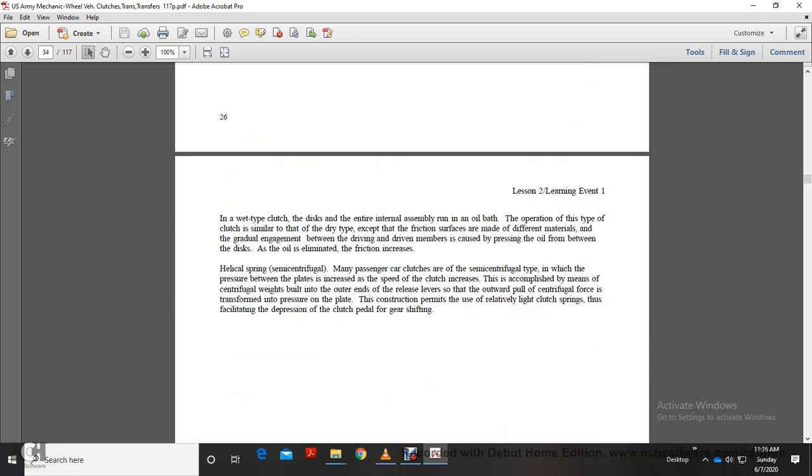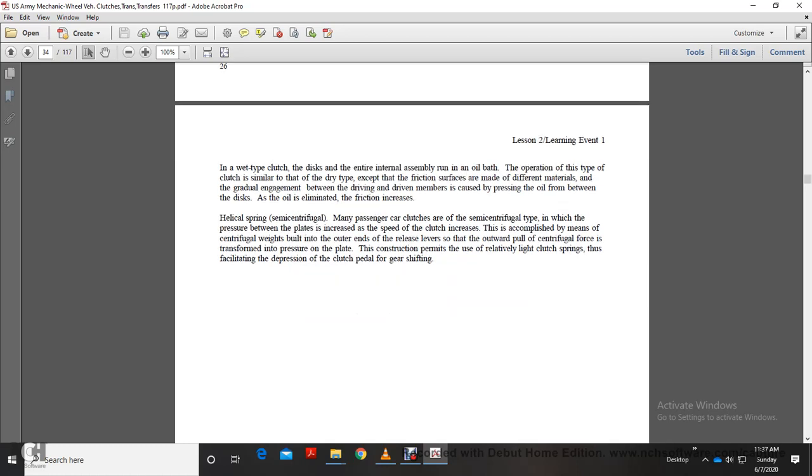In a wet type clutch, the discs and the entire internal assembly run in an oil bath. The operation of this type of clutch is similar to the dry type, except that the friction surfaces are made of different materials. Gradual engagement between the driven and driving members is caused by pressing the oil out from between the discs, and as the oil is eliminated, friction increases.